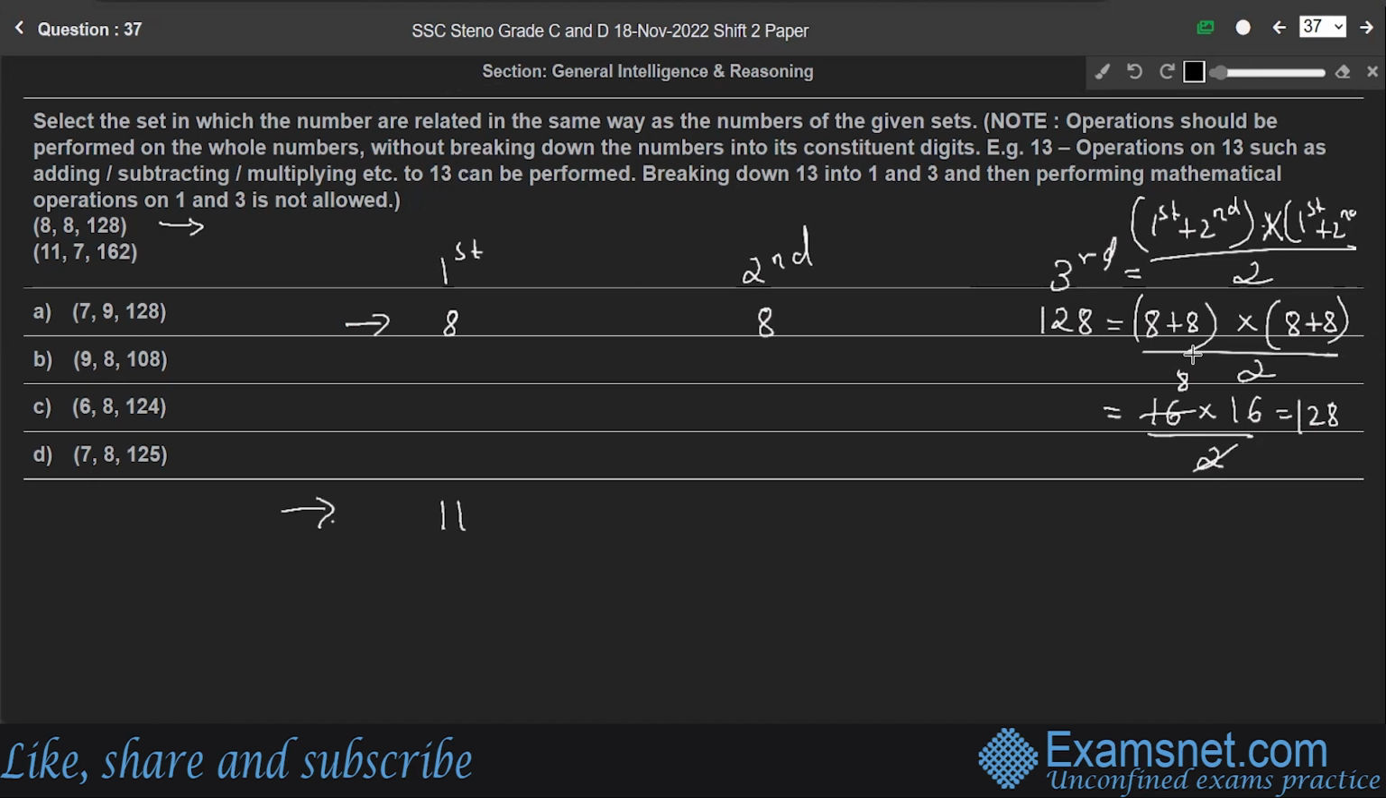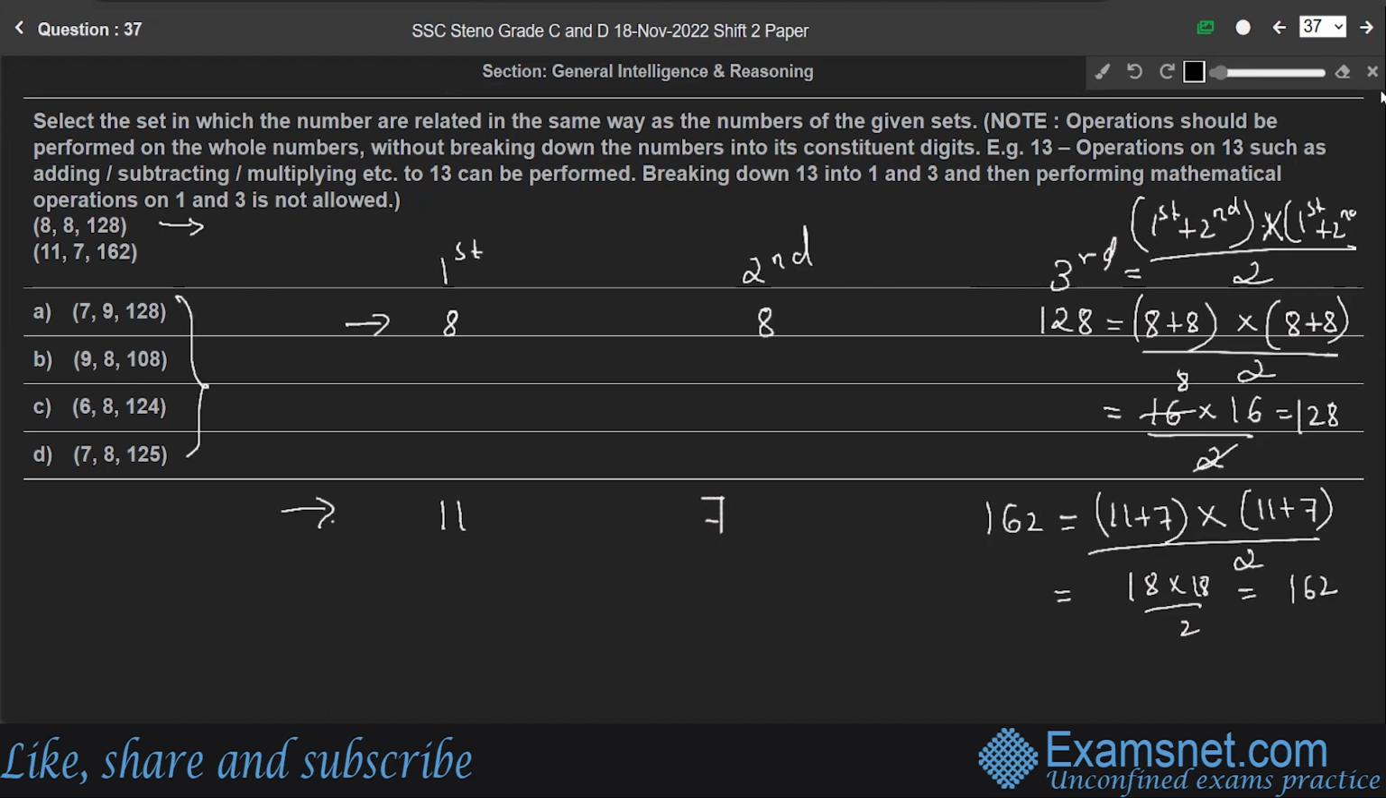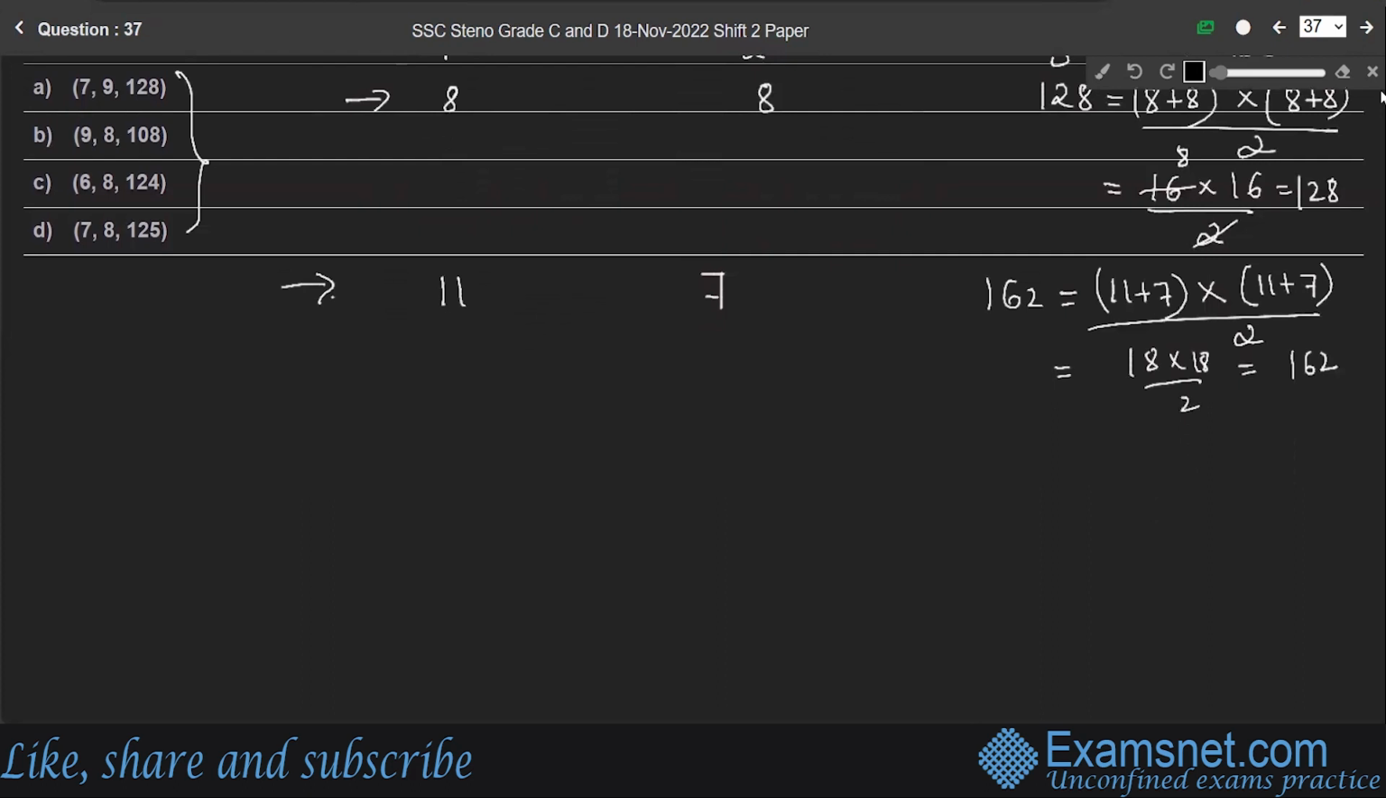Similarly, we'll take the second set of numbers. The first number is 11, the second number is 7. So the third number, 162, is obtained by adding the first and second numbers, multiplied by the same sum divided by 2. So 18 into 18 by 2 is equal to 162, right? So among the 4 options, which option follows the logic of the given 2 sets?